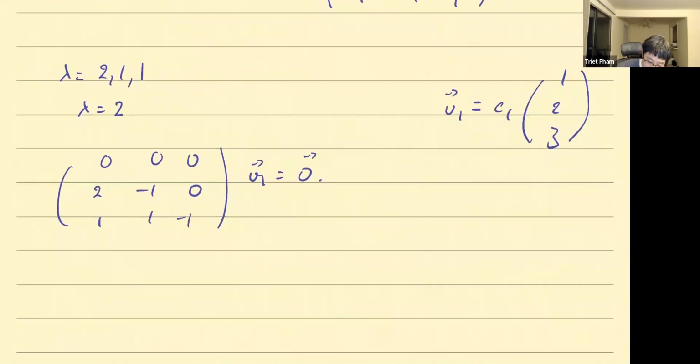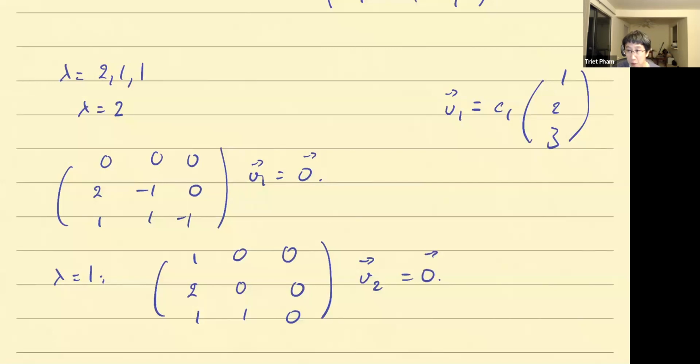Now, if I look at lambda equals 1, then I got (1, 0, 0; 2, 0, 0; 1, 1, 0) times V2 equal to 0. I'll cheat here a little bit, okay? Well, it doesn't matter. Let's not be too artificial. Let's do V2 equal to 0.